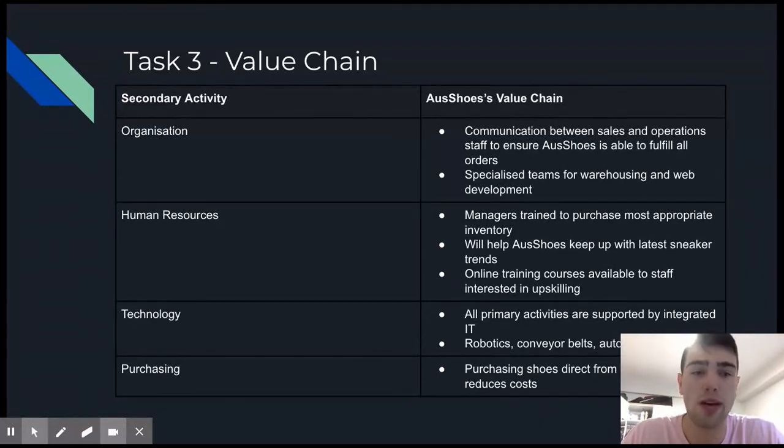Technology. All primary activities are of course supported by integrated IT. We'll make extensive use of robotics, conveyor belts, and automation. Purchasing. Purchasing shoes direct from suppliers will reduce costs.